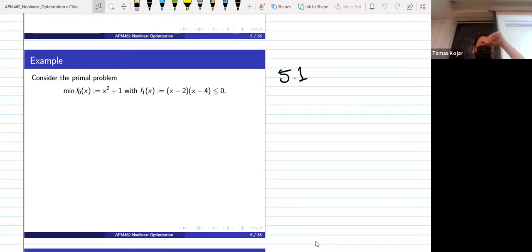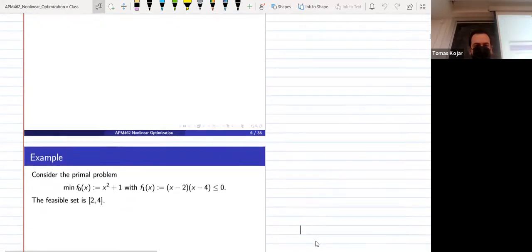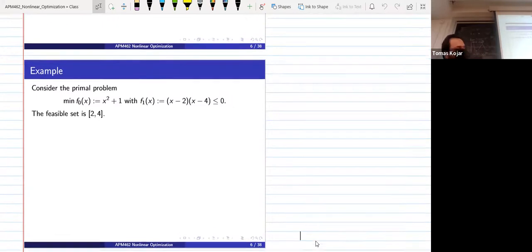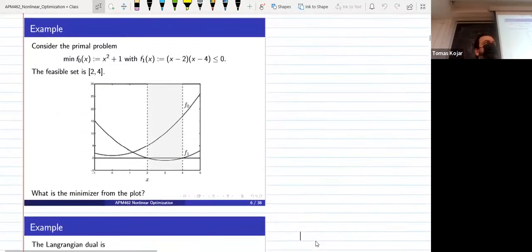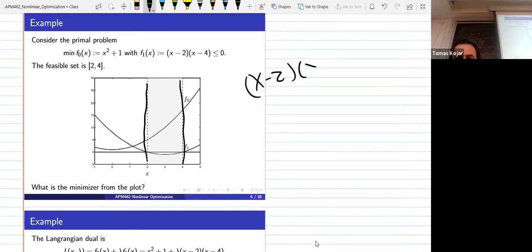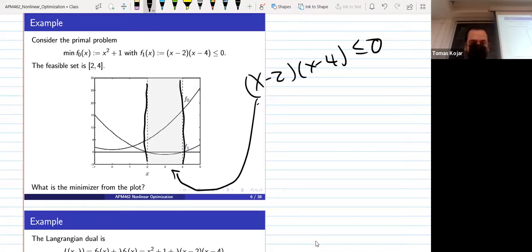All right. So you did this, whoever did it. And you have this function and you have this feasible set. So here's the picture. The feasible set is this strip. This is the region where (x minus 2)(x minus 4) is less or equal than 0, right? From 2 to 4. That's the region. And just from the picture, you can eyeball it to see that the minimizer happens over here.